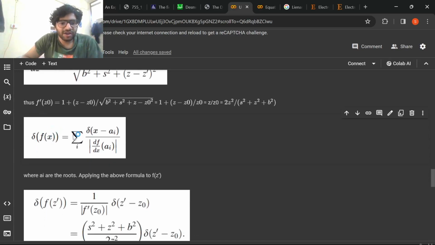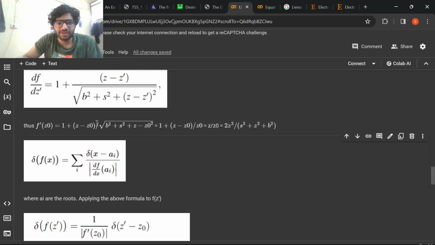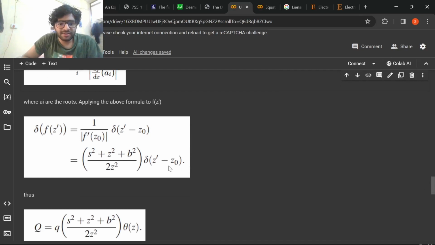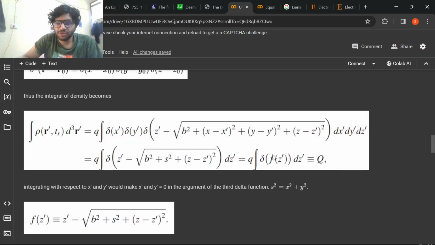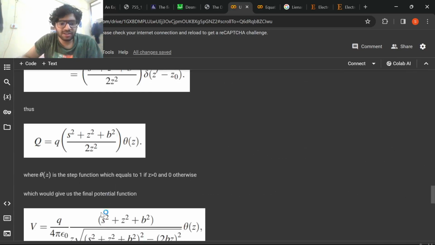The Dirac delta of a function we know is the sum over a_i of del by the absolute value of df by dx, where a_i are the roots. So we do this here as well for f of z dash. We get 1 by f dash of z naught into del z dash minus z naught, which is f of z naught, f of z dash, this part. And then we get this equation. When we integrate this, we get s square plus z square plus b square by 2z square. So your Q, which is this, Q is equal to q into s square plus z square plus b square by 2z square.